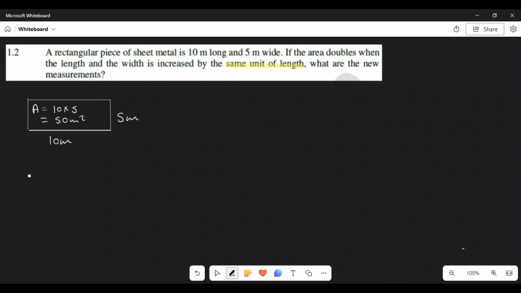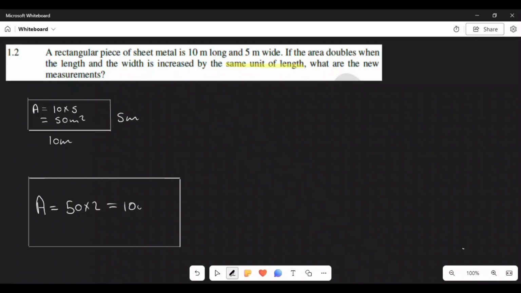They say the area doubles now. So the area, let's make it bigger this time. The area doubles, okay? Basically, this is what is happening. The area doubles, right? So if this one has an area of 50 meters squared, then this one is supposed to have an area of 100, because 50 multiplied by 2 gives us 100 meters squared, because the area doubles. That's what they said here.